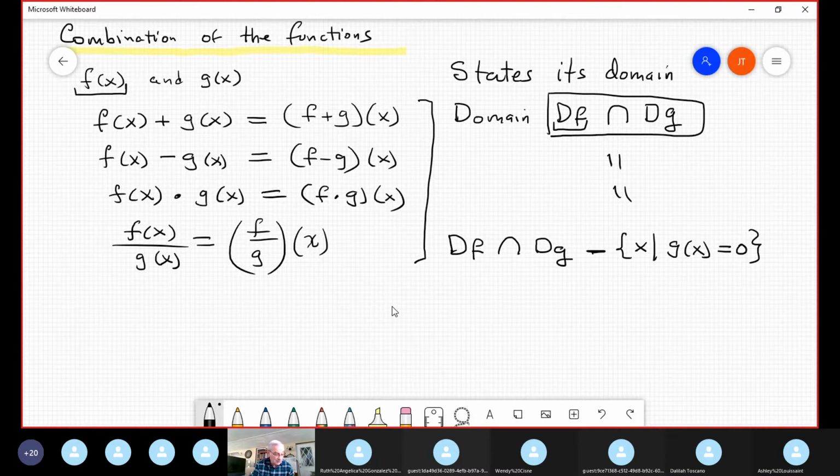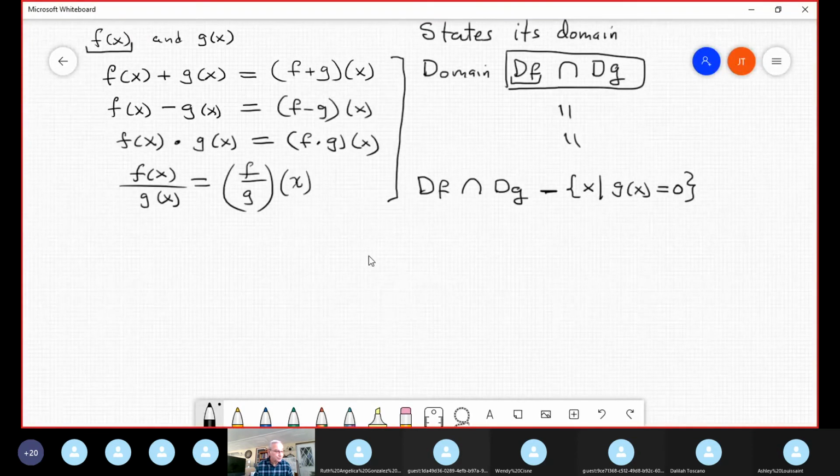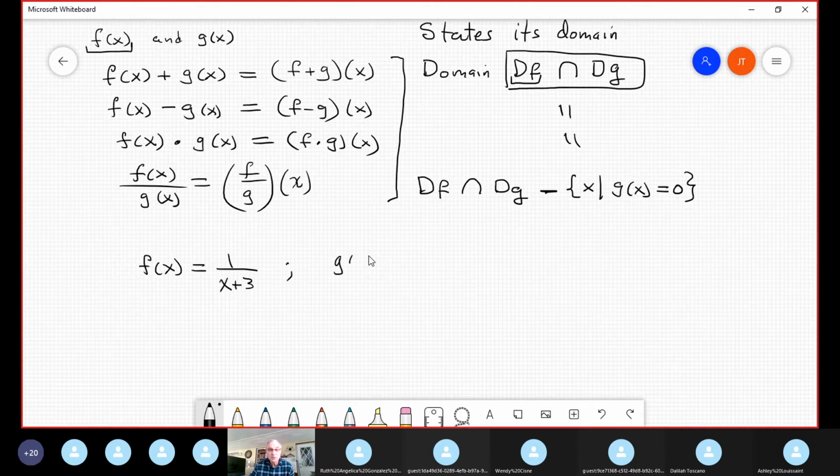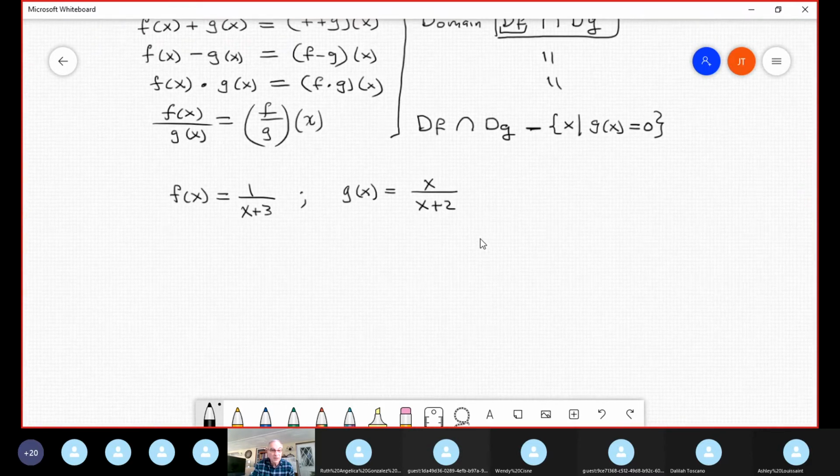Let's see an example to understand the idea. It's no big deal. For example, two functions are given. F of x is equal to 1 over x plus 3, semicolon, g of x is equal to x over x plus 2. Okay. So in the test, I ask you to compute or find the f plus g of x expression.